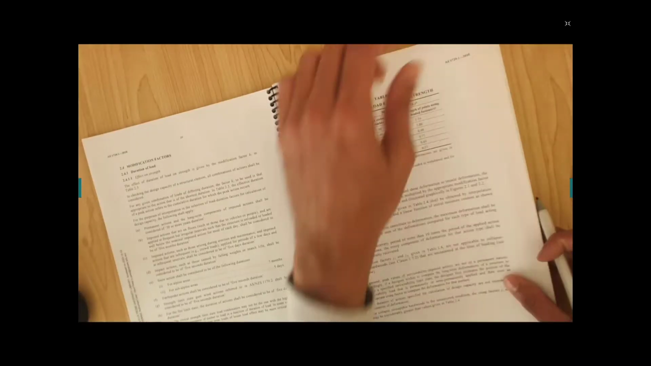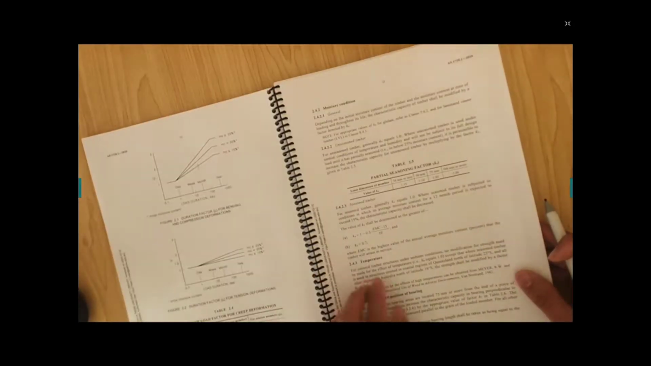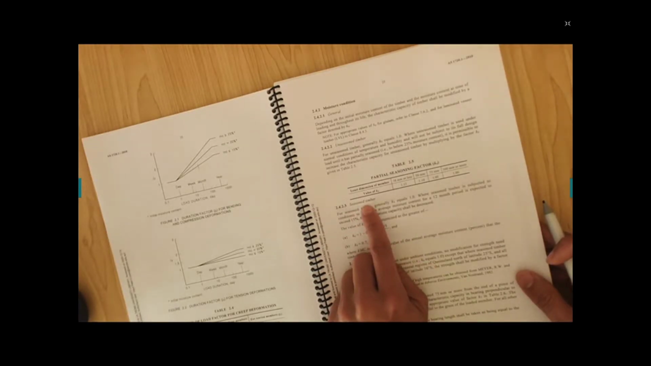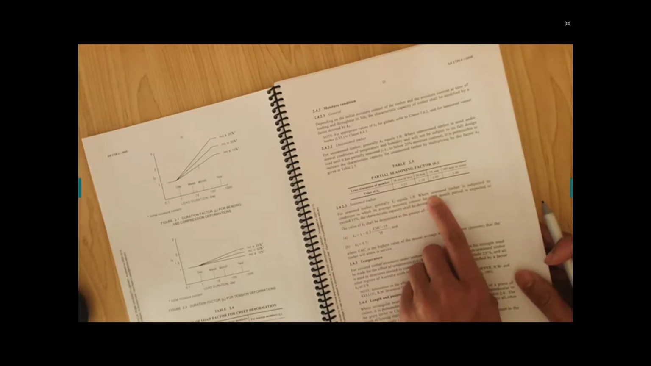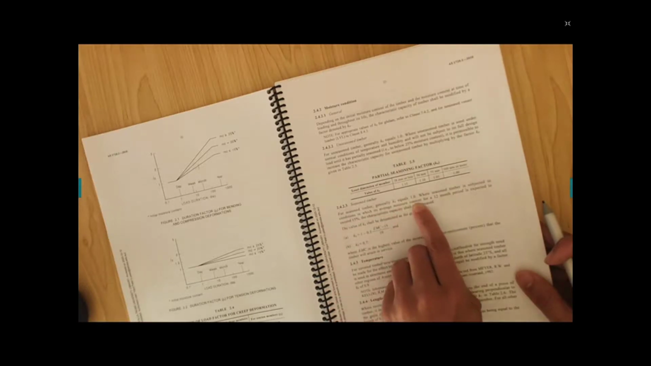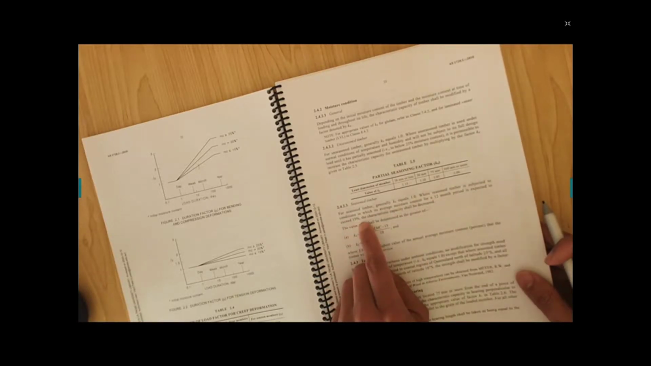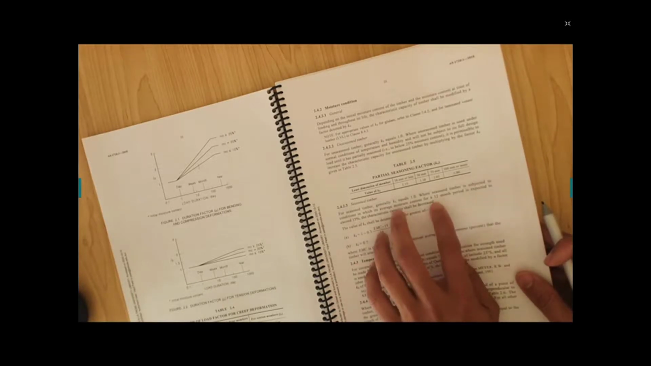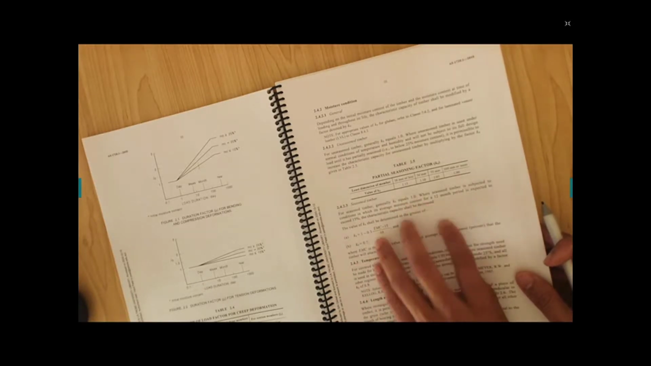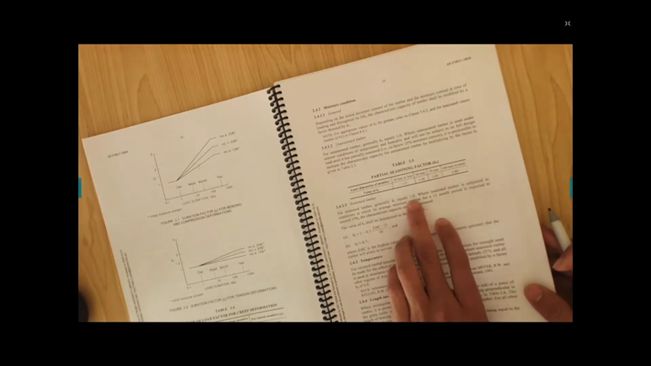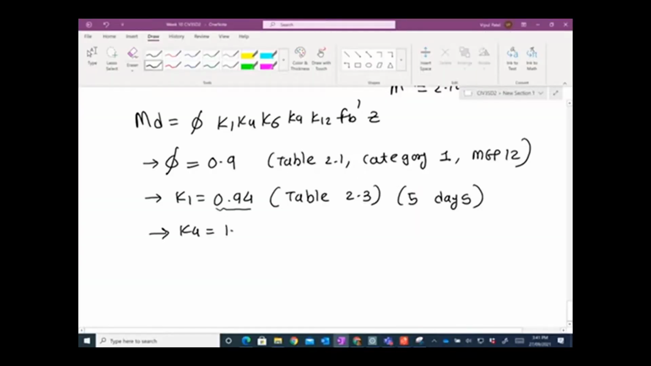So K4 now. K4 is from this clause. We have seasoned timber. For seasoned timber, generally K4 equals 1. Seasoned timber is subject to a condition of the average moisture content over a 12 month period not exceeding 15%. Generally, we have MGP 12 and all these standards when they have a moisture content less than 15%. So we take K4 equal to 1, because in the examples we have been given K4 equal to 1.